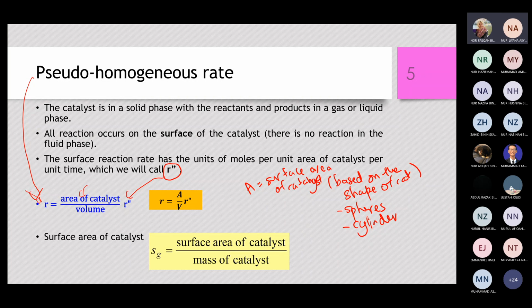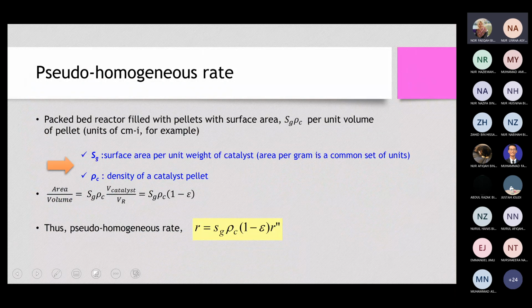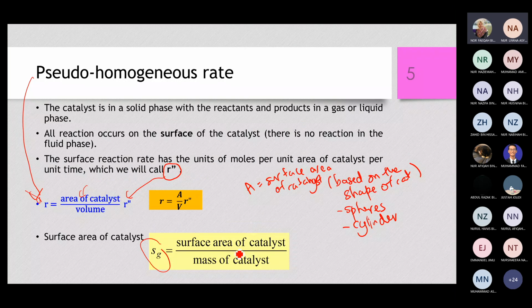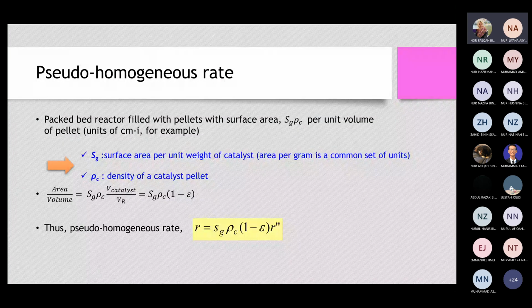Okay, similar for the volume. And then the surface area of the catalyst can also be calculated based on the ratio of surface area per mass of catalyst. But for this one we need to multiply it with the density of the catalyst. So for example, a packed bed reactor filled with pellets with surface area Sg rho C. So we multiply the ratio of surface area per mass with the density of the catalyst.